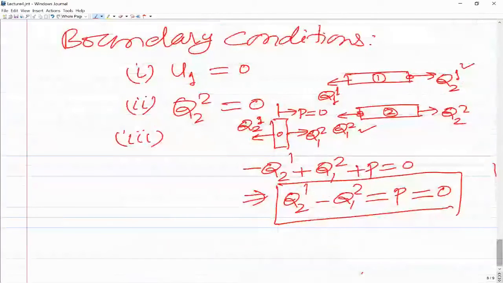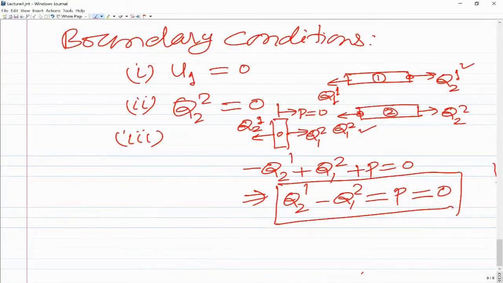Excuse me, sir. For the third boundary condition, you draw the FBD like Q12 and Q12, I think. If we see the element 1 and 2, for element 1 at the second node, its direction is towards the positive x-axis, and here it is towards the negative x-axis.